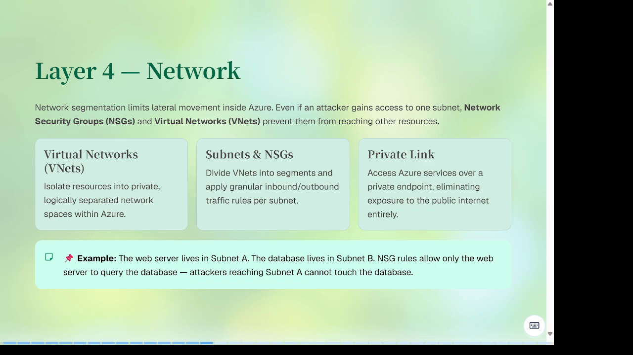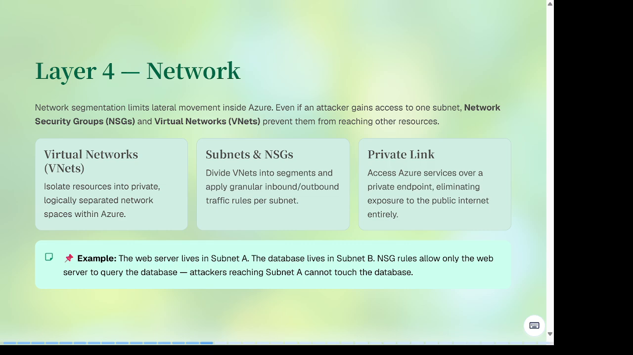This is done using three key components. Those are virtual networks (VNets), subnets and network security groups, and Private Link. Virtual networks, VNets. A VNet is like your private network inside Azure. It allows you to isolate your resources and control communication boundaries. It creates secure cloud environments. You can think of it as a private network inside the cloud.